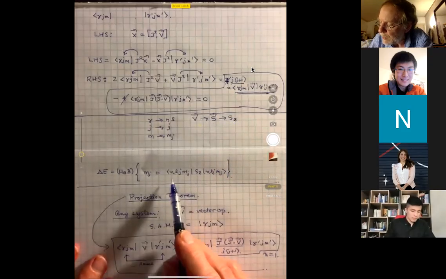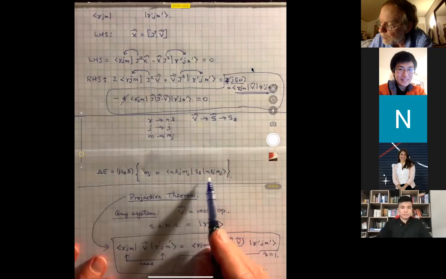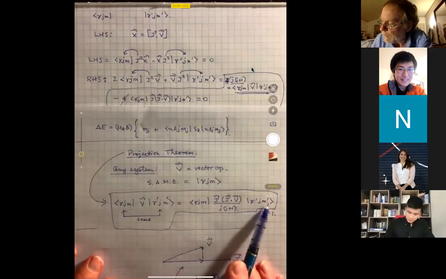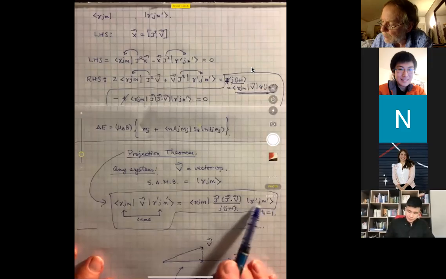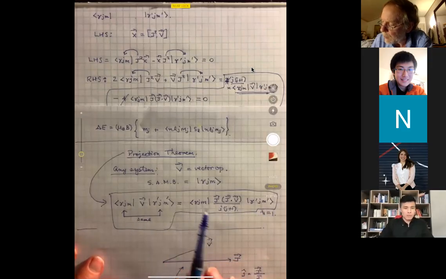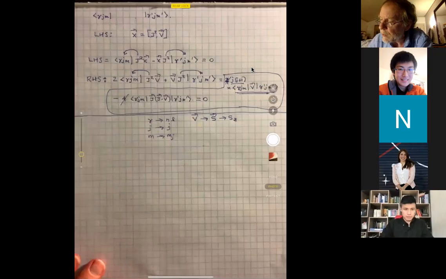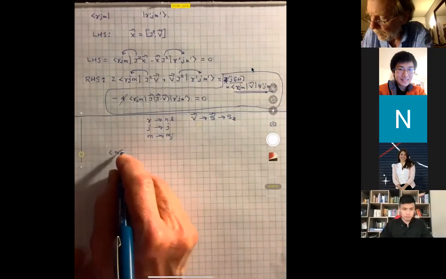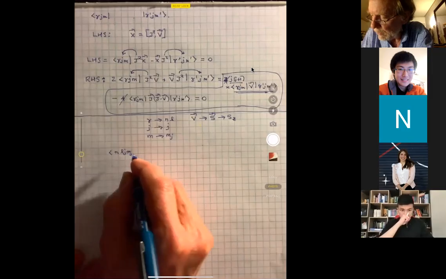Something else to notice is that in our application, we don't have primes on the right-hand side. The two states are actually the same. That's okay. The projection theorem allows, of course, for the gammas and m's over here to be the same as on the left-hand side.